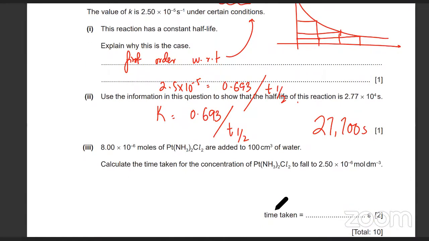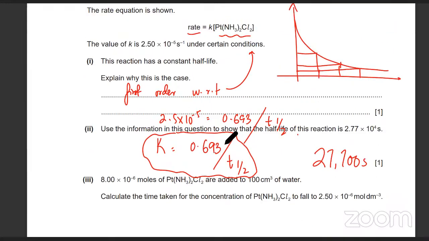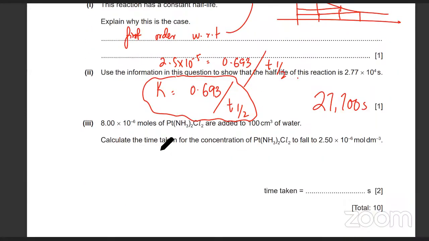Then you have the next part. But make sure, remember this thing. Even I keep forgetting what the constant is. And make sure you don't apply this to a second order or a zero order reaction. This only applies to a graph that has a first order shape. Then you'll be able to figure out the half-life by using the constant K.